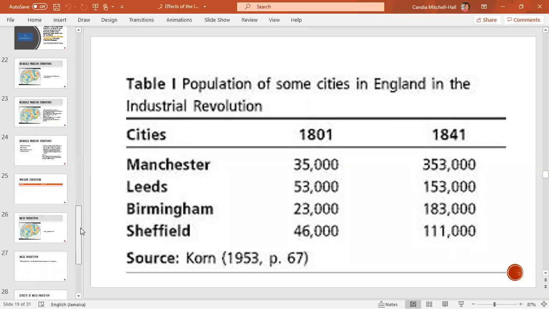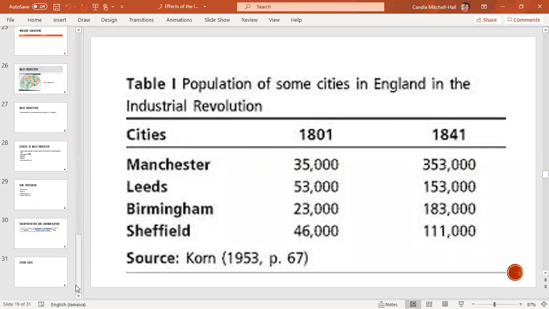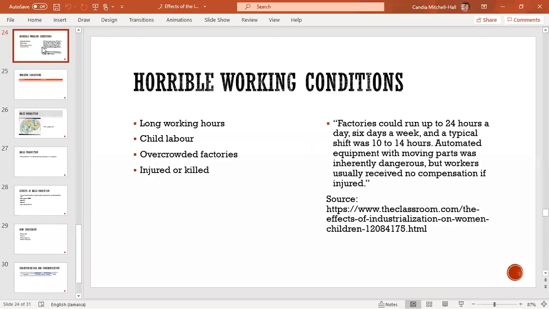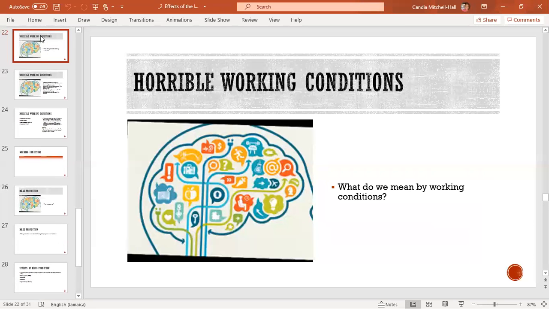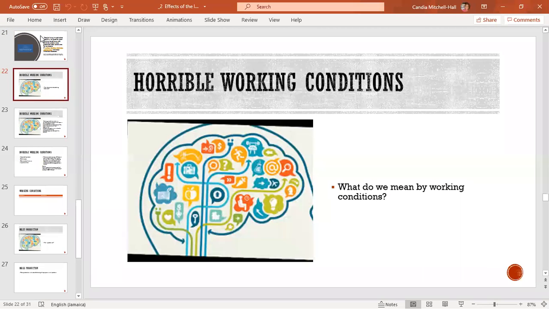Well, ladies, we know for sure that the population grew and there were some positive and negative effects of urbanization and population growth. We also mentioned that although historians separate urbanization from population growth, we really can't separate them, because both points overlap. Now, ladies, another effect of the Industrial Revolution is horrible working conditions. What do we mean by working conditions?